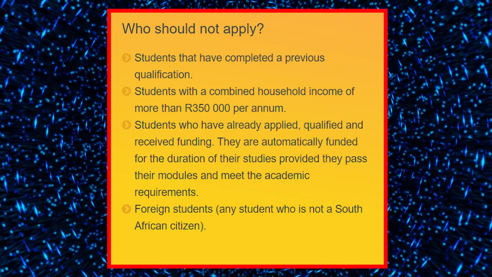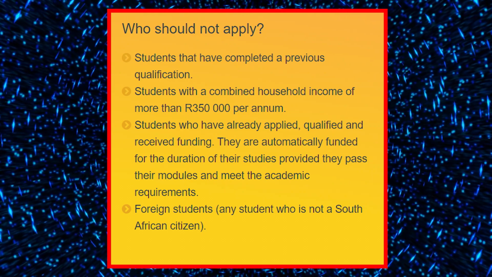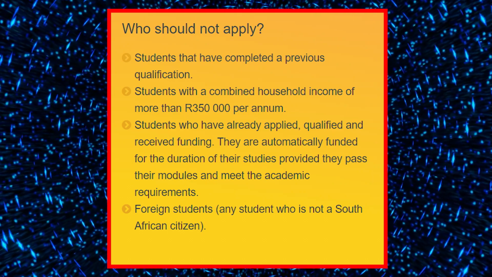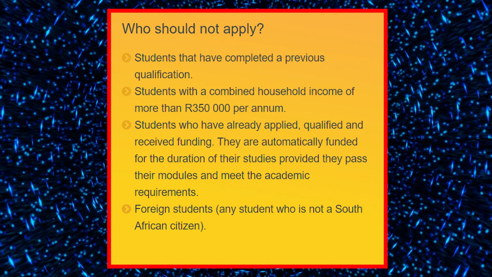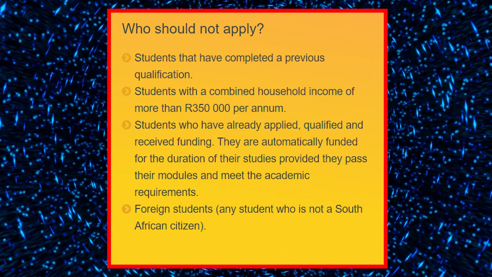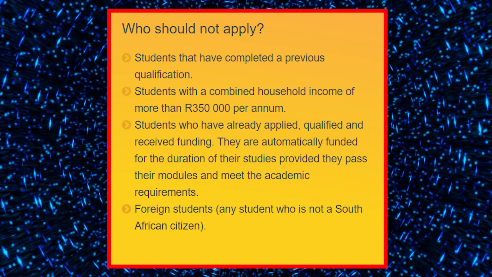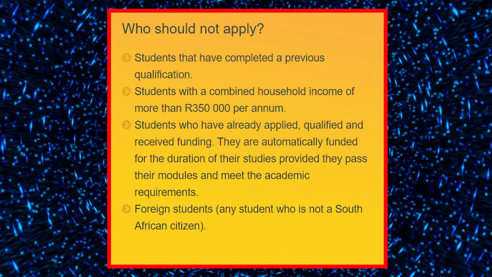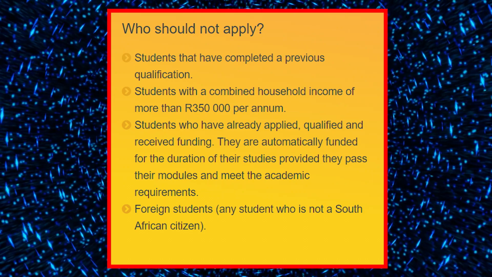In most cases, I would say you have a 60 or 70 percent chance that NSFAS will fund you again. But if you have studied at a university and you're applying again at another university or for a different course, or even if you are applying for an undergraduate qualification but you have completed another qualification, NSFAS will not fund you. Students with a combined household income of more than 350,000 are not allowed to apply.